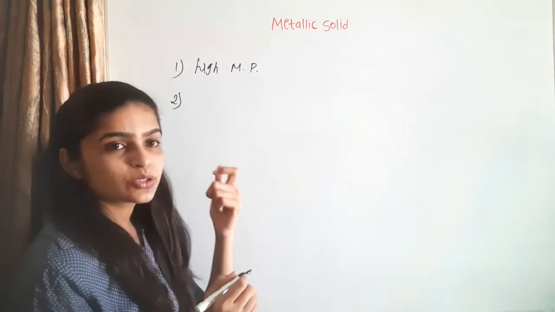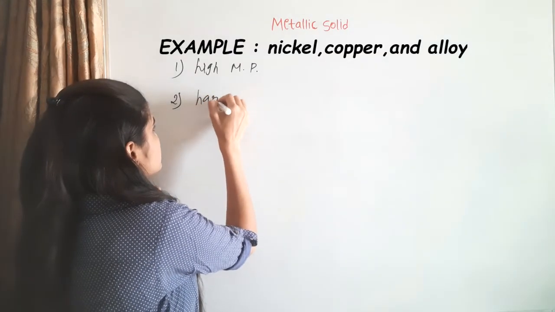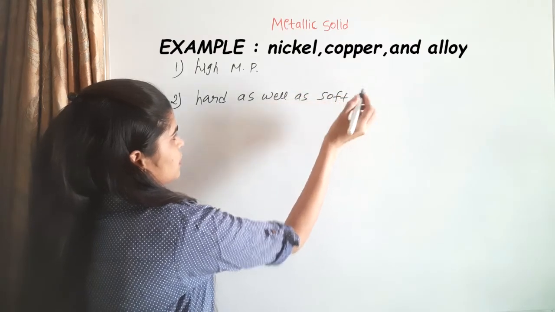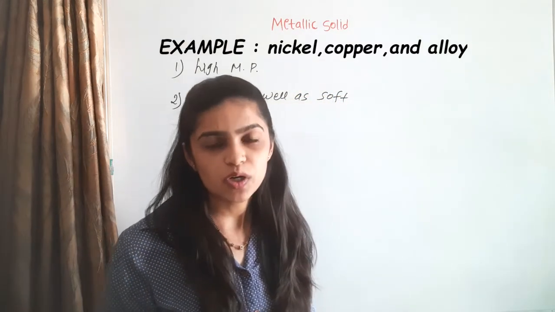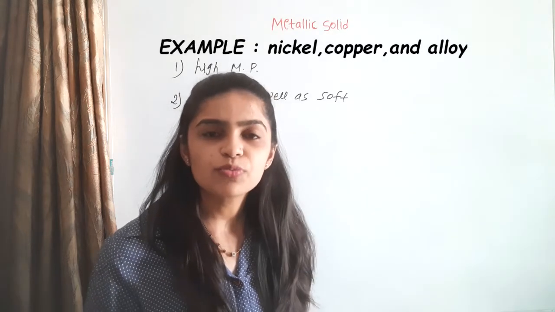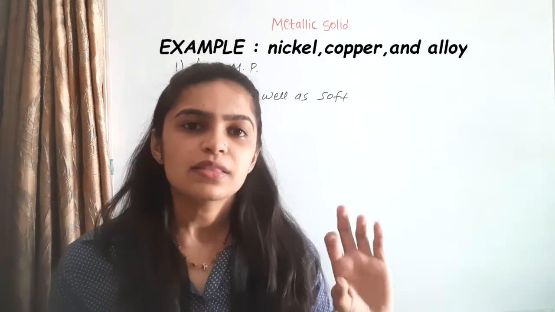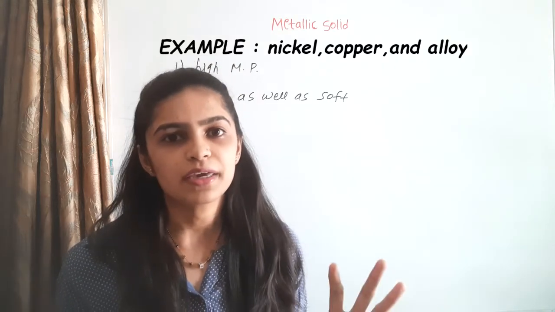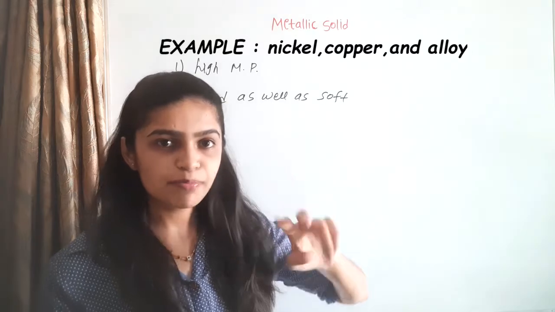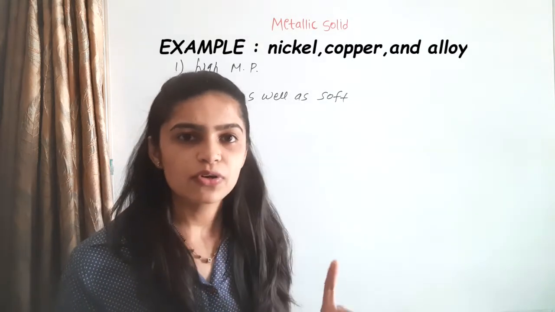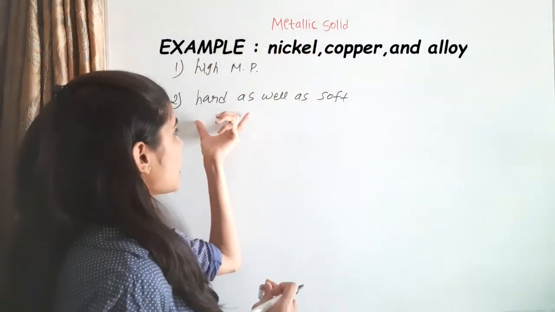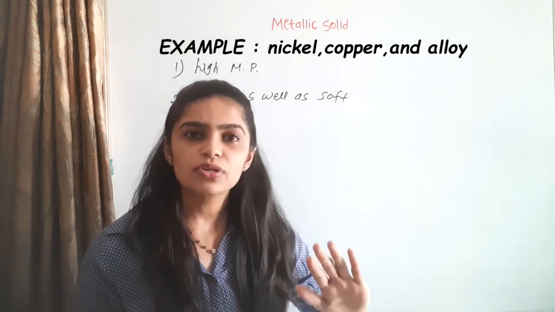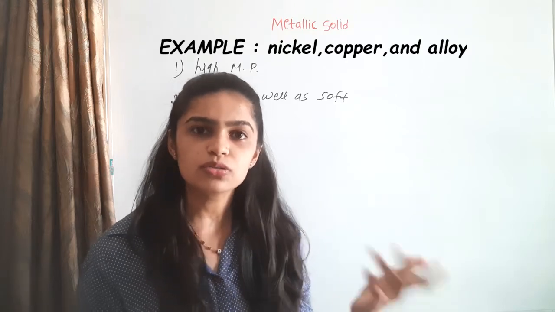Then next, a metallic solid is hard as well as soft. In the previous lecture, we saw that molecular solids are soft because their intermolecular forces are very weak. Ionic solids have very strong forces, so they are hard. And in between molecular solids and ionic solids, metallic solids are hard as well as soft. Their intermolecular forces are less than ionic solids and more than molecular solids.